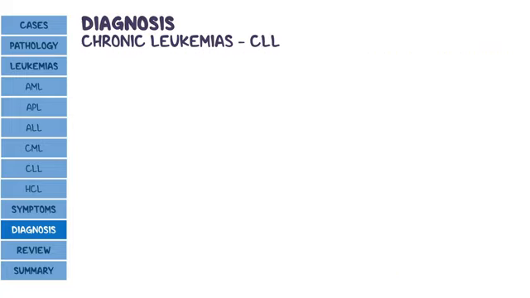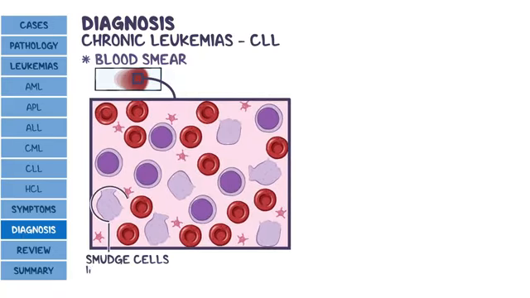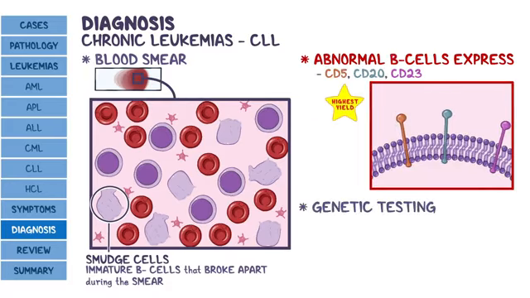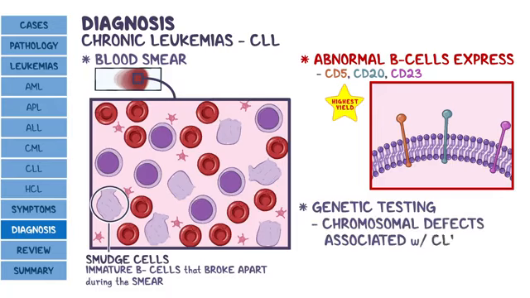Now, in CLL, the blood smear often shows smudge cells, which are immature B cells that broke apart during the smear. A key feature of abnormal B cells is that they express particular proteins on their surfaces, including CD5, CD20, and CD23. Genetic testing can also be done to look for chromosomal defects associated with CLL.